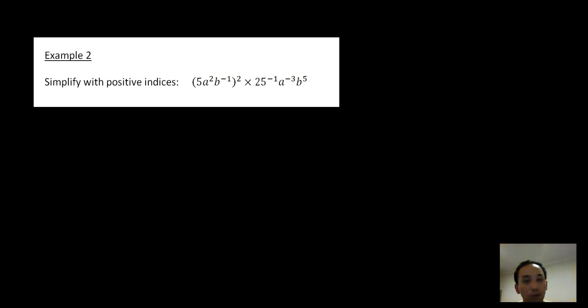So in a problem like this, we want to simplify and end up with all of our indices positive. Right now, a couple of them are negative. We have the negative 1 here, negative 1 here, and negative 3 beside the a as well. So what do we do?